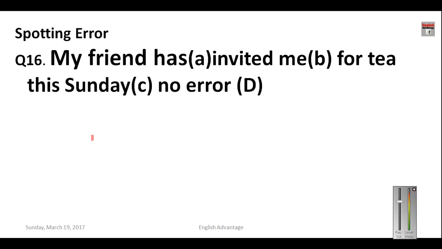Question number 16th. My friend has invited me for tea this Sunday. What is the error in this sentence? Please pick out your error. In this sentence, the error lies in section 2, or that is B, because after invited, we always use to. Invited me to tea. So in place of for, you have to use to, and here your answer will be C.